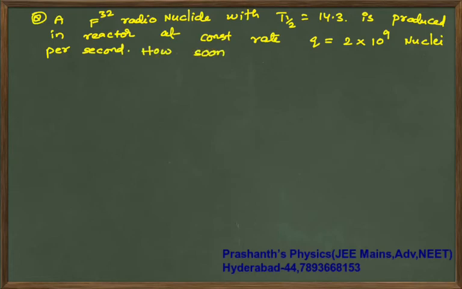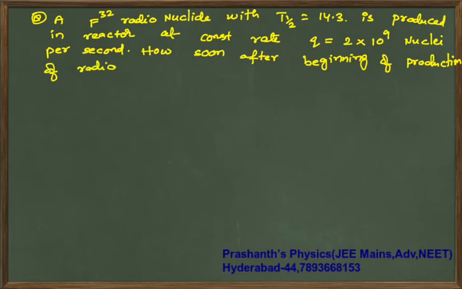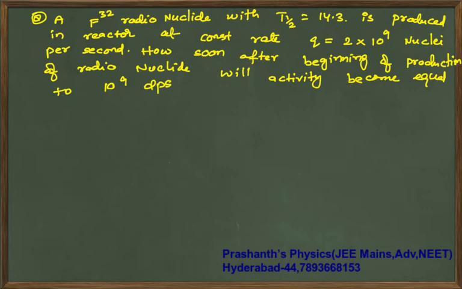How soon after the beginning of production of the radionuclide will its activity become equal to 10 power 9 disintegrations per second? This is your question. Pause the video clip, try to answer this question. I will explain the answer. Try this. Now let's continue further.